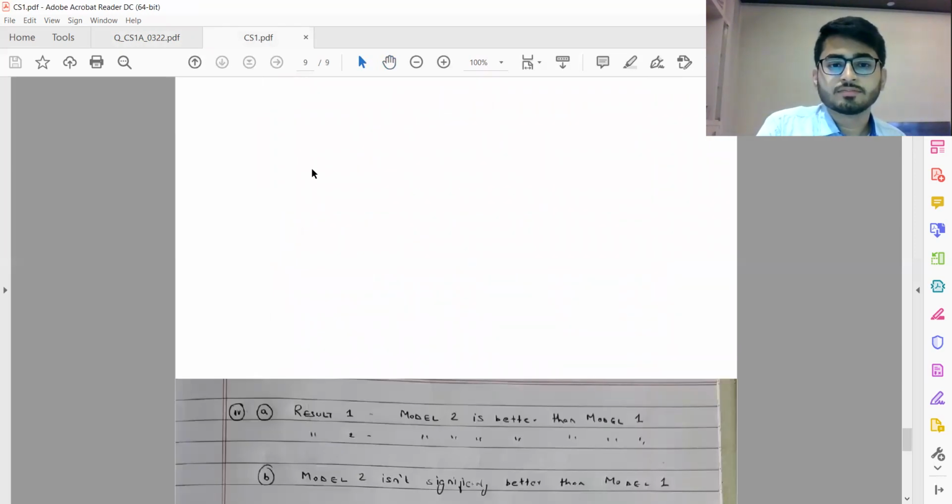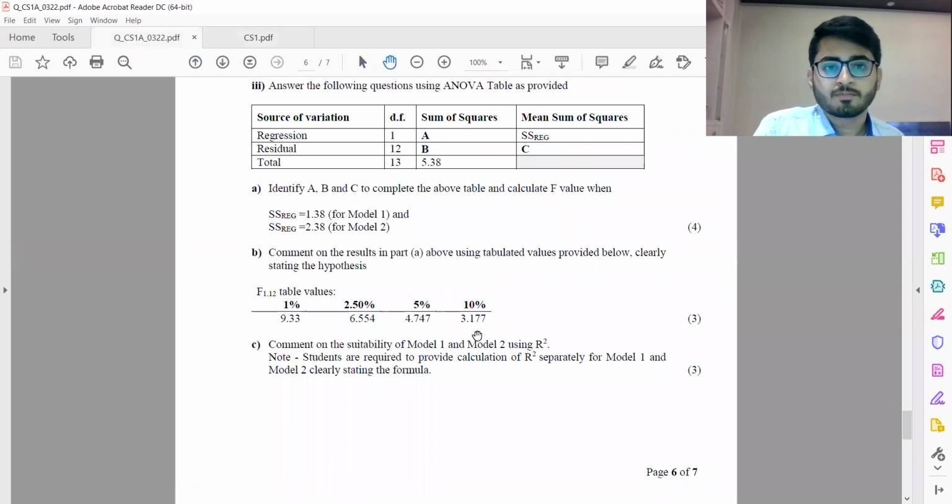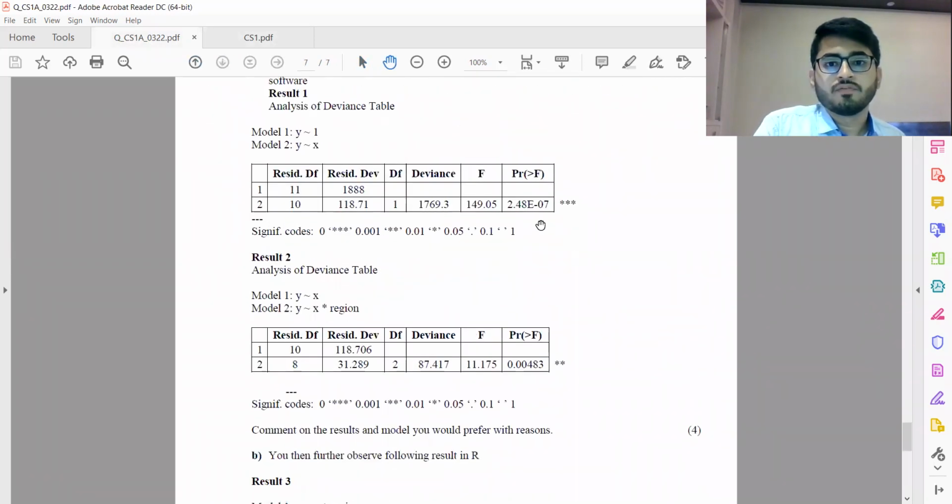And finally, part 4, we clearly see here the p-value is very small. So we have sufficient evidence to conclude that model 2 is significantly better than model 1. Similarly, for result 2, p-value is very less, again less than, if you conduct at 5%, this is 0.4%. So we do have sufficient evidence to conclude that X asterisk region is a better model compared to this.